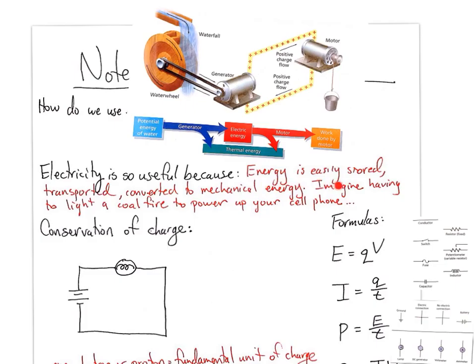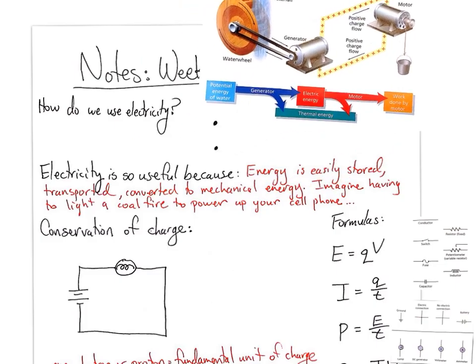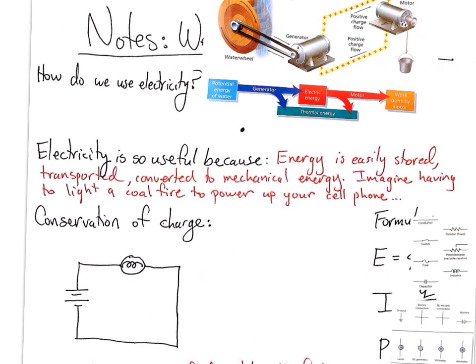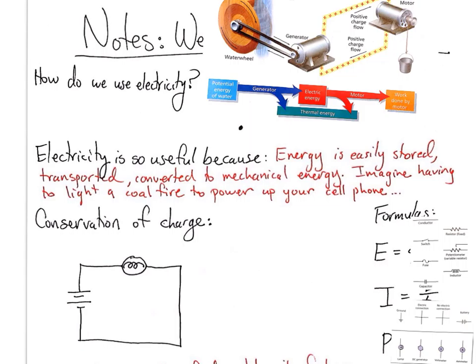So here's some words first, I suppose. And the words say electrical energy is easily stored, transported, converted to mechanical energy. Imagine having to light a coal fire to power up your cell phone. So we use different energy sources.